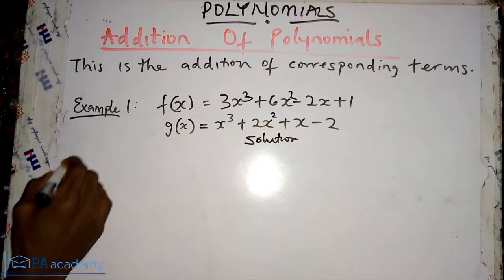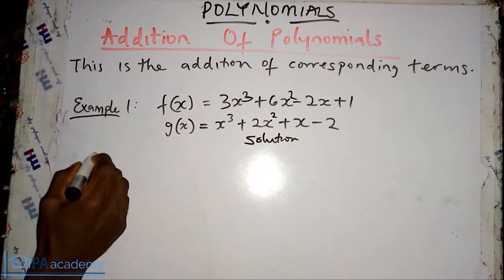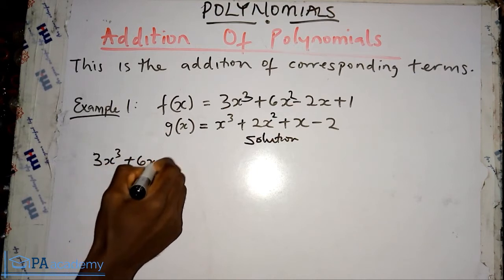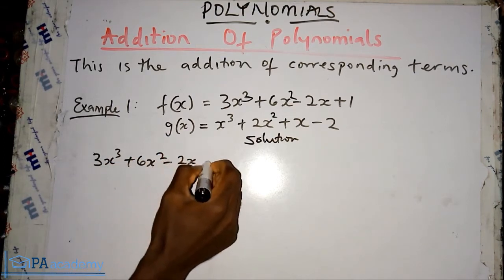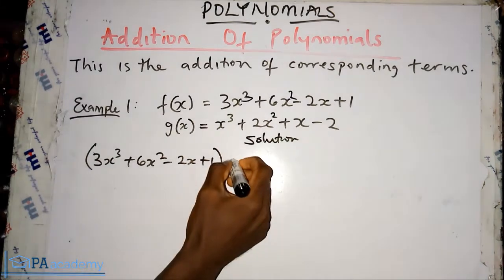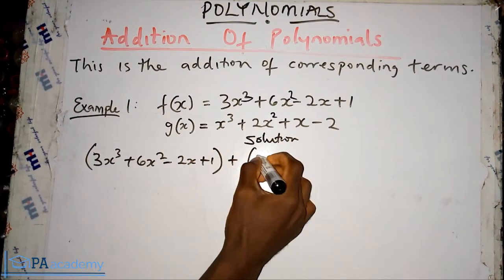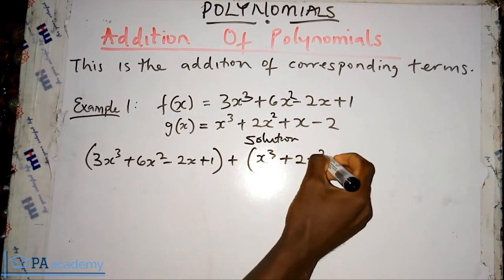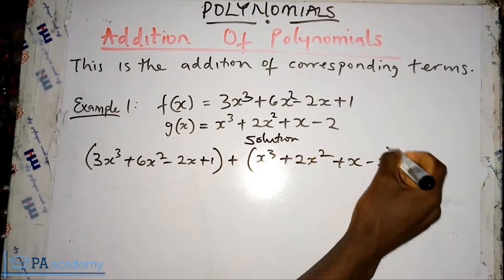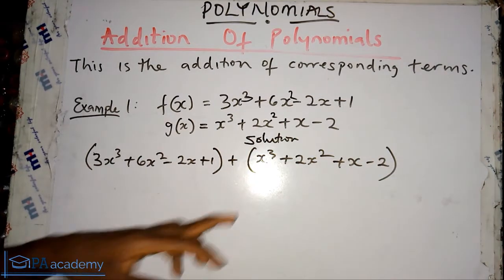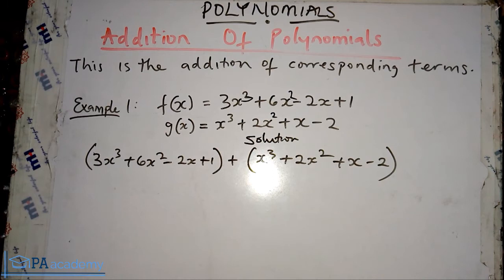So in adding this up, let's write it out. We are going to be having 3x cubed plus 6x squared minus 2x plus 1. Let's put that in brackets. Plus x cubed plus 2x squared plus x minus 2. So this is what we are adding up together. Since there's plus, we can just add up everything easily.